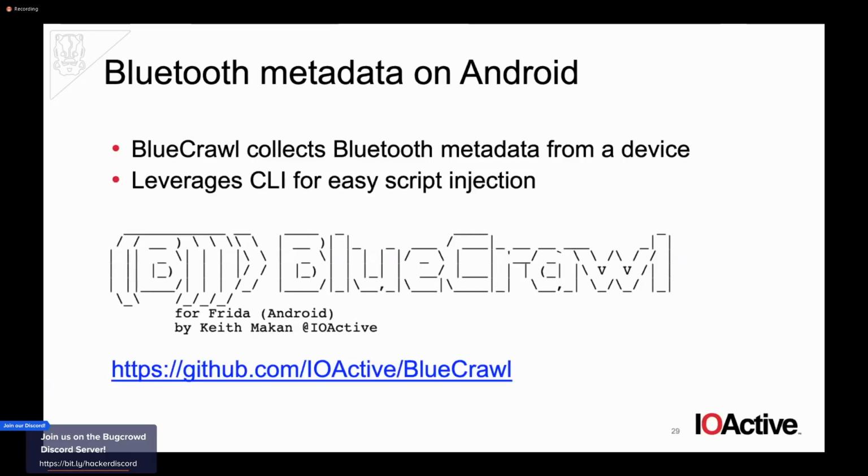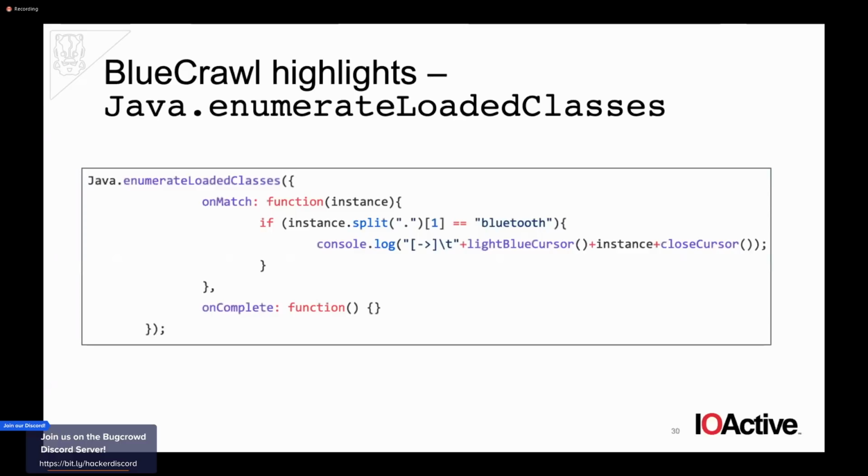And I like to point people to this if they're interested in writing agents for Android, because it's very nicely laid out, very organized, and very well commented code. I want to point out a couple of specific highlights within the code, just for some features that I think you will need if you're going to write a lot of scripts for Android applications. First of all is Java.enumerateLoadedClasses.